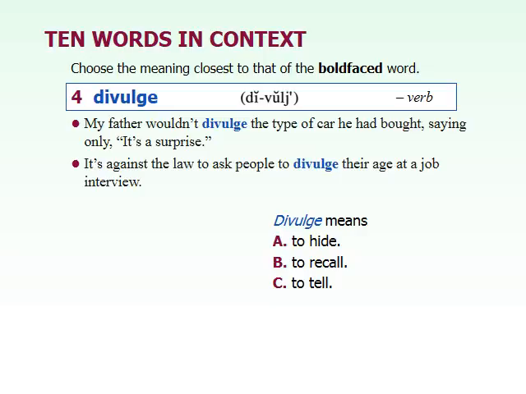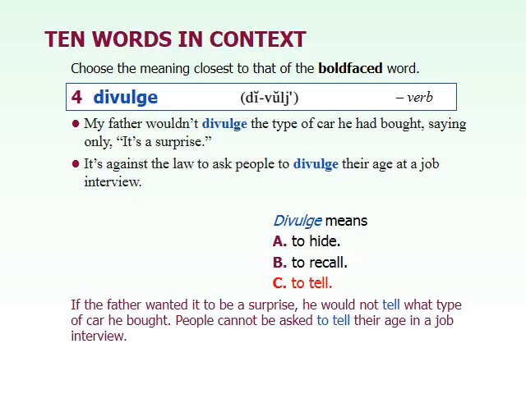Sorry, but the next one here is divulge, and this one is a verb. My father wouldn't divulge the type of car he had bought, saying only, "It's a surprise." It's against the law to ask people to divulge their age at a job interview. So what divulge means is to tell, or really what it means is to reveal.